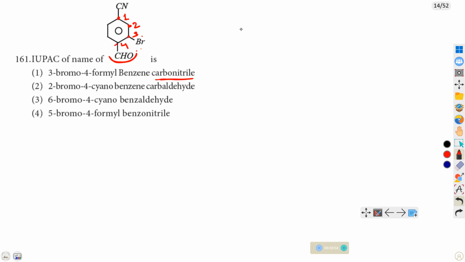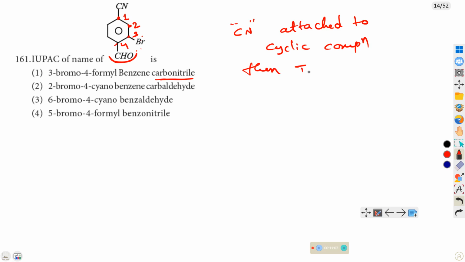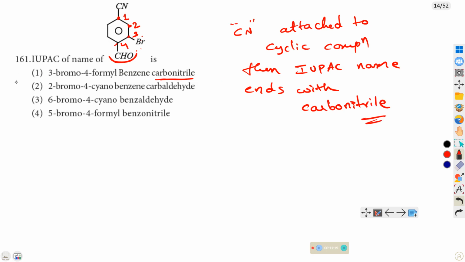Why carbonitrile? The CN group is attached to a cyclic compound. Then the IUPAC name ends with carbonitrile. First option correct.